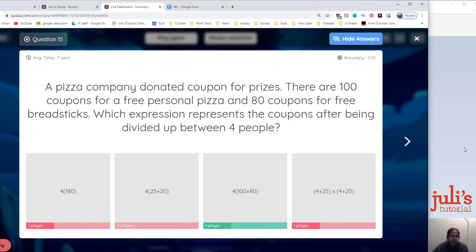Simple division. A pizza company donated coupons for prizes. There are 100 coupons for a free personal pizza and 80 coupons for free breadsticks. Which expression represents the coupons after being divided between 4 people? So it's 180 divided by 4. That's it.